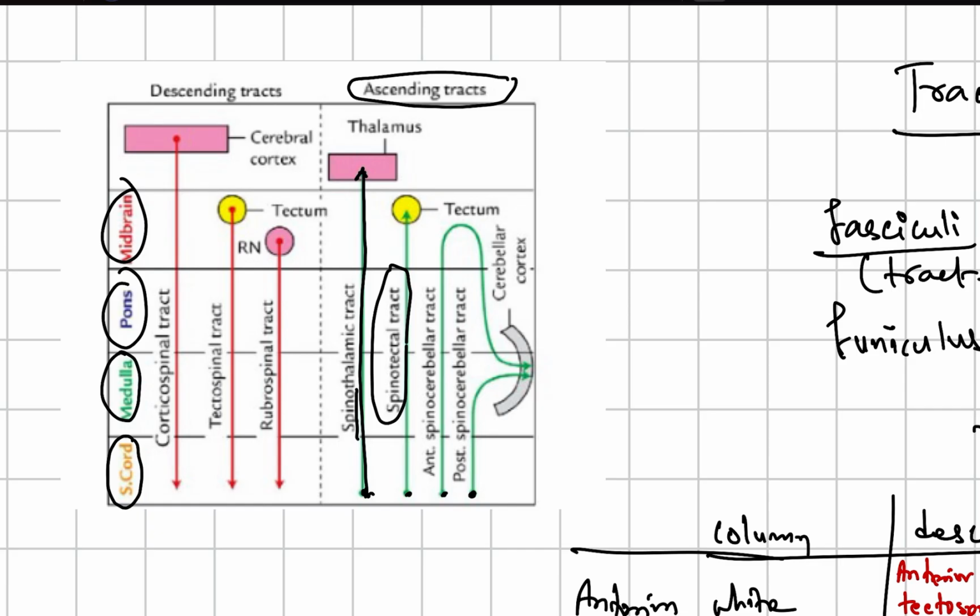From the spine there are the anterior spinocerebellar and posterior spinocerebellar tracts. The anterior spinocerebellar tract goes through the superior colliculi, but the posterior goes through the inferior colliculi, and both go to the cerebellar cortex. For the descending, if it originates from the cerebral cortex and goes into the spinal cord, it is known as corticospinal. If it originates from the tectum of the midbrain, it is called tectospinal. If it originates from the red nucleus of the midbrain, it is known as the rubrospinal tract. These are some of the ascending and descending tracts.